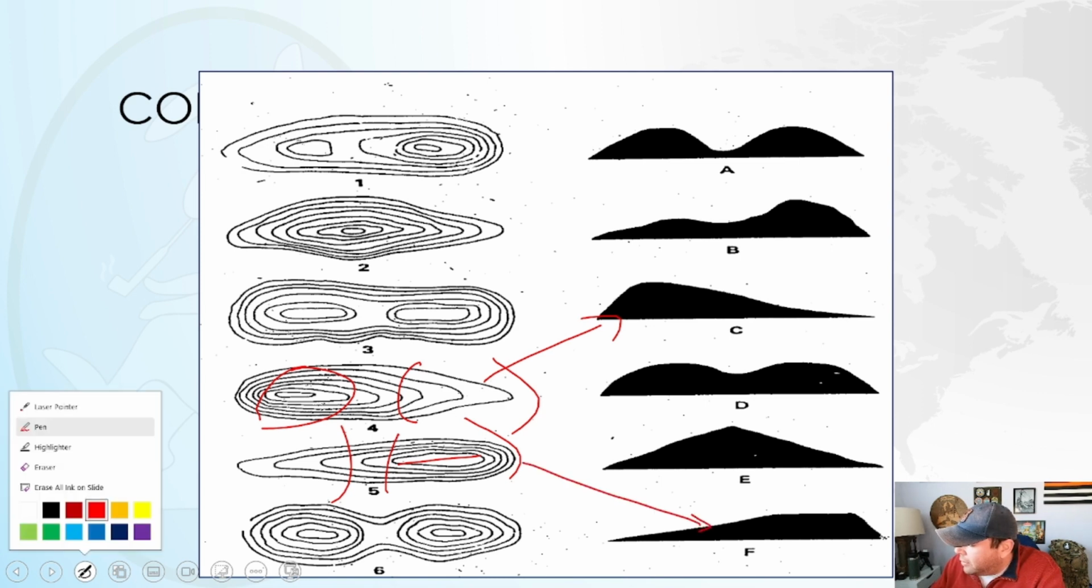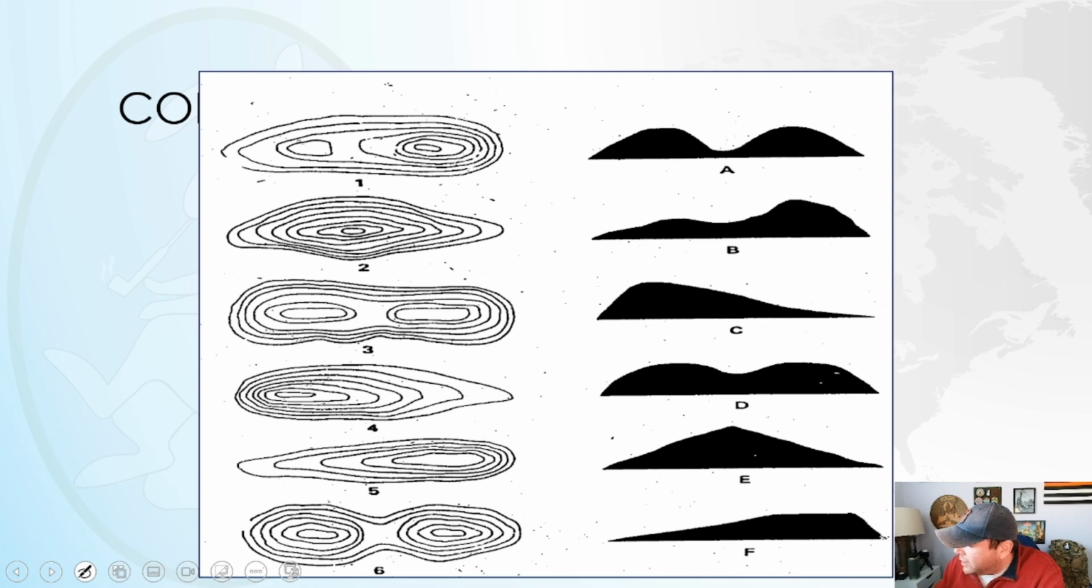And then lastly, we have number 6. Again, we have some very tall peaks, and they're more pointed. They're not as flat as what we have up here. They're not as flat as those. And we still have this saddle between. This looks like A.